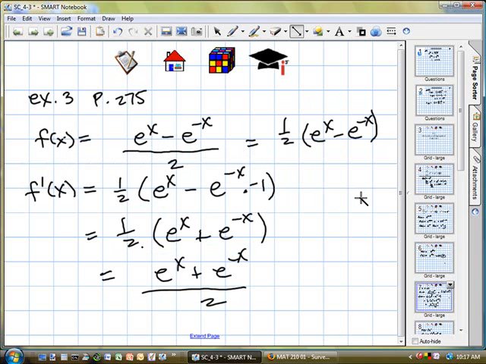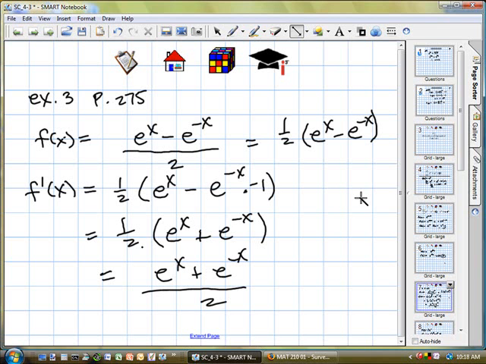Okay, here's an example from your book. Example 3, page 275. I want to take a look at that one. Example 3, and I'm doing part B. Differentiate the function e to the x minus e to the minus x, all over 2. Well, first I rewrote the function just a bit. You notice I wrote it as 1/2 times the quantity. I didn't want to do that. I was chickening out of the quotient rule, I guess. Okay.